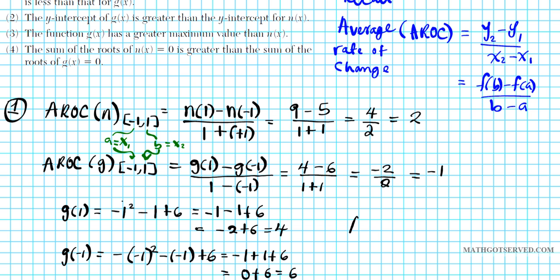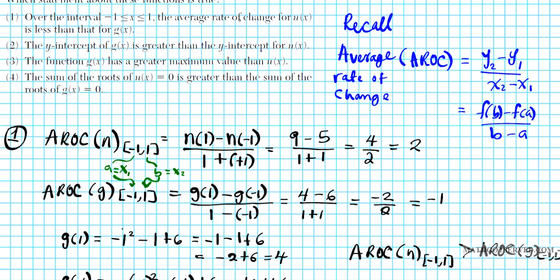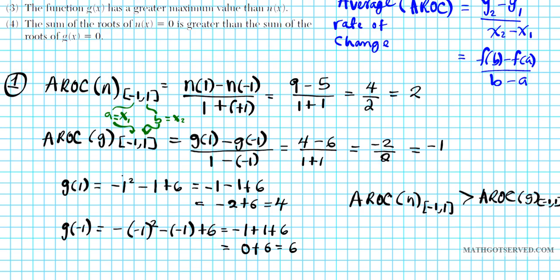Okay, let's write that down. AROC for n, just on that interval though, you have to be careful, is greater than AROC for G on the same domain. Okay, so what does the statement say? It says the AROC of n is less. Is that true or false? That is false.